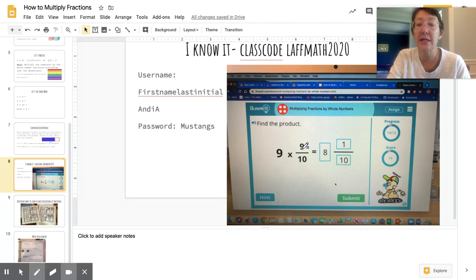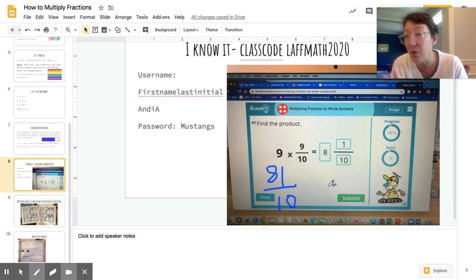If you do 9 times 9, you get 81. And you have to put that all over the denominator, which is 10, 81 tenths. I can't leave my answer as 81 tenths. So you have to do some fancy footwork here. And this is the right answer, 8 1/10.